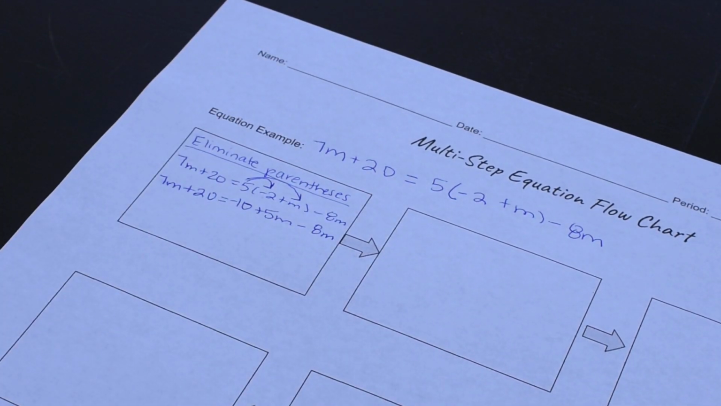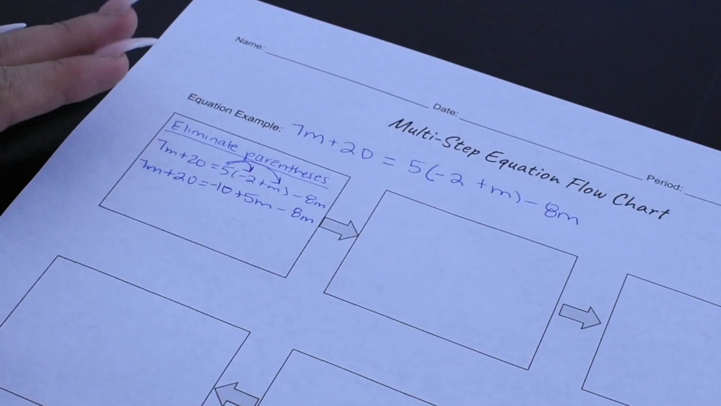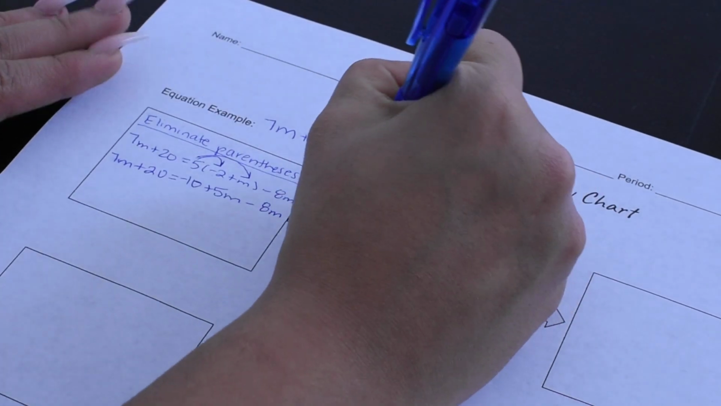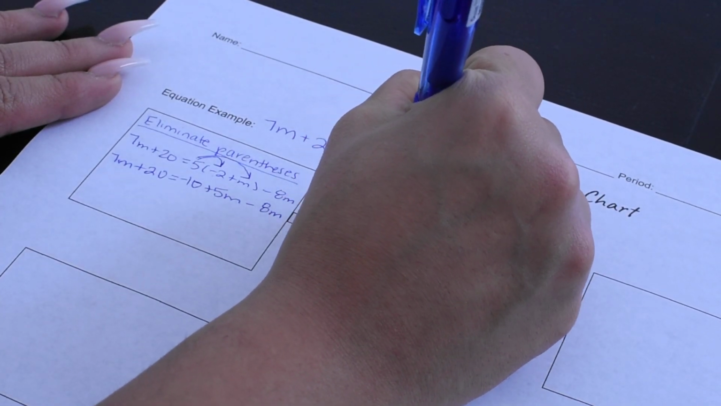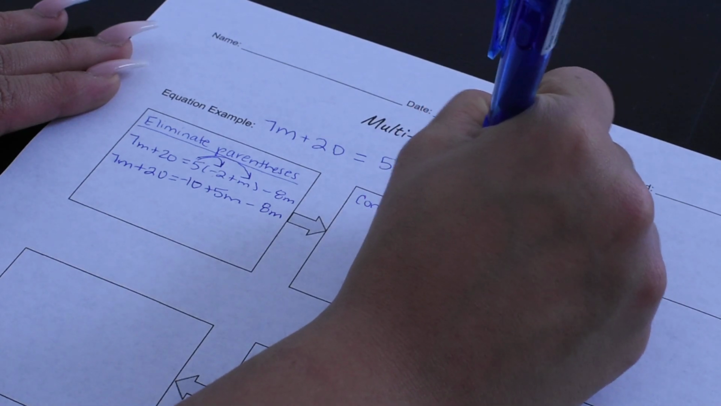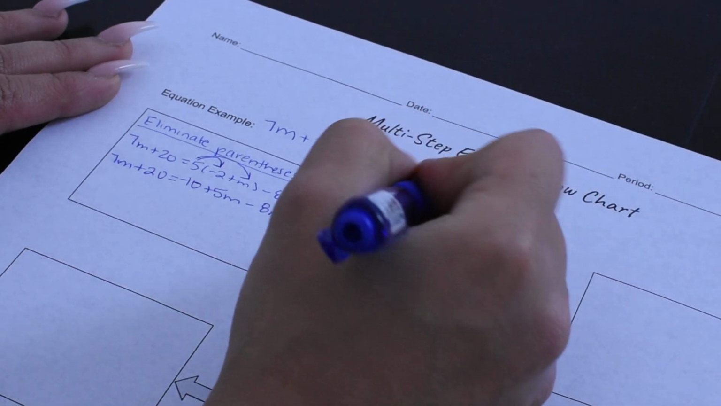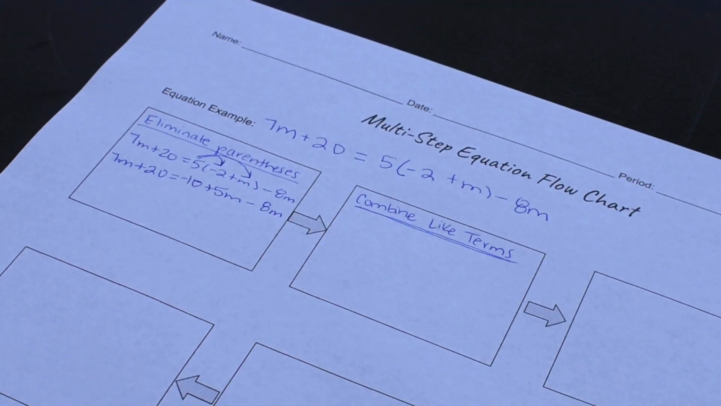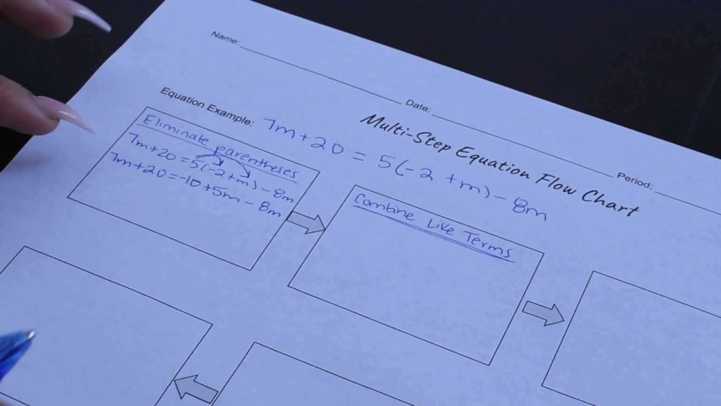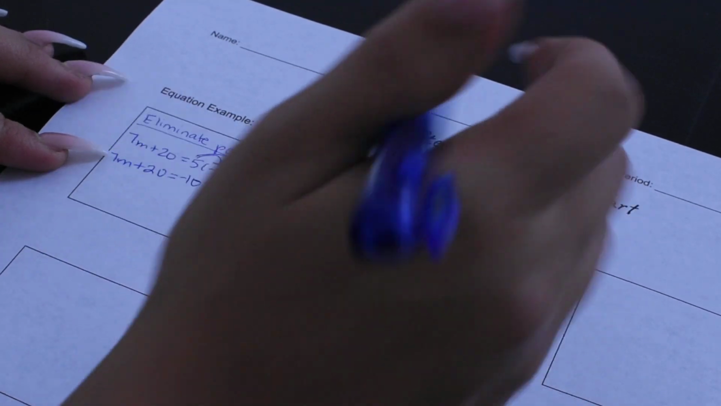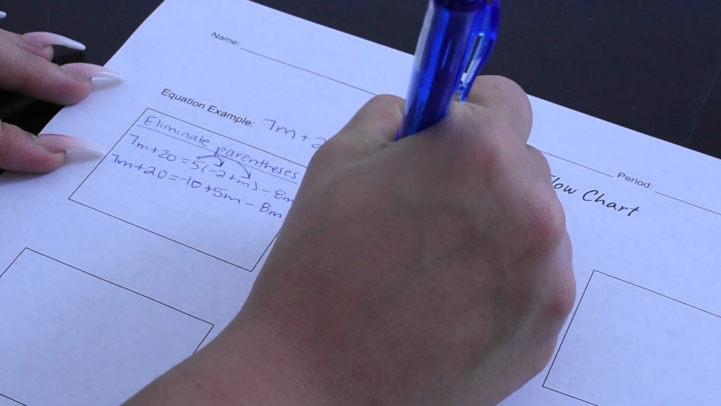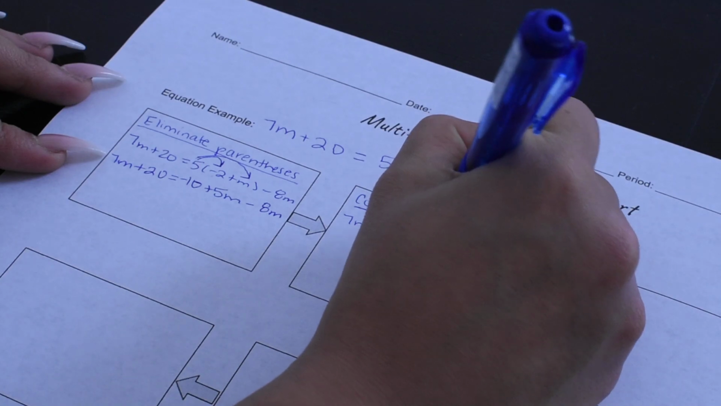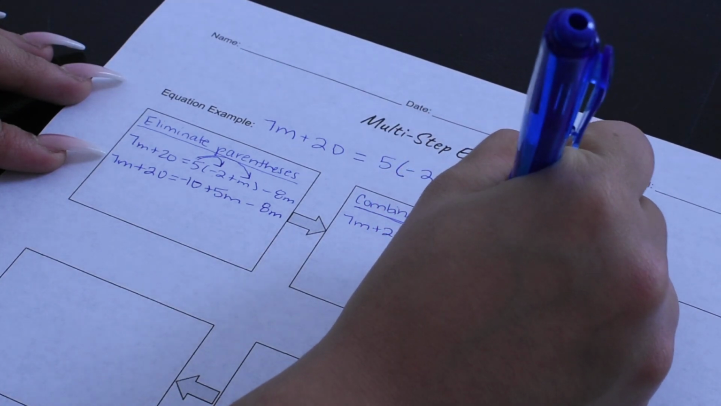My next step is to combine like terms. All right. So now I'm moving on to combine like terms, which we learned last week. We didn't learn it for no reason. It's coming into play here. Y'all see how we think about how we're going to lay this math out for y'all? Oh, it's amazing. All right. So I'm going to write this equation back here. Then I'm going to combine like terms. So 7m plus 20 equals negative 10 plus 5m minus 8m.